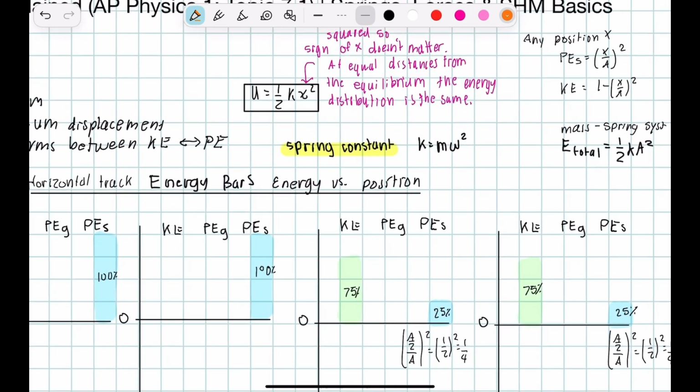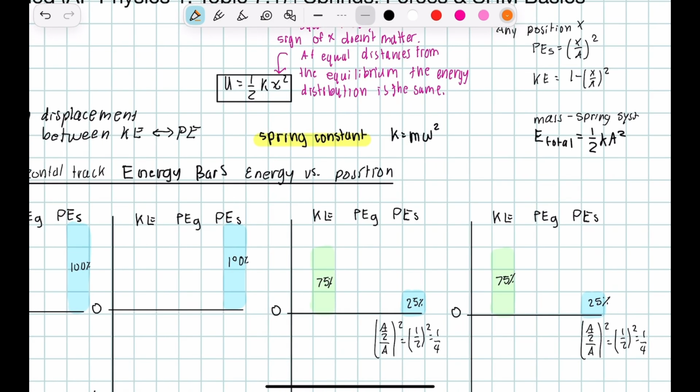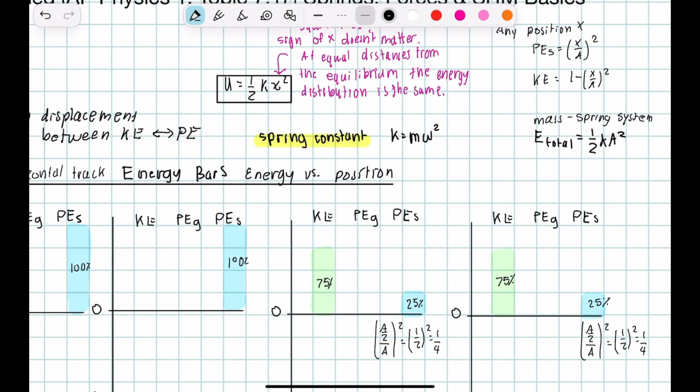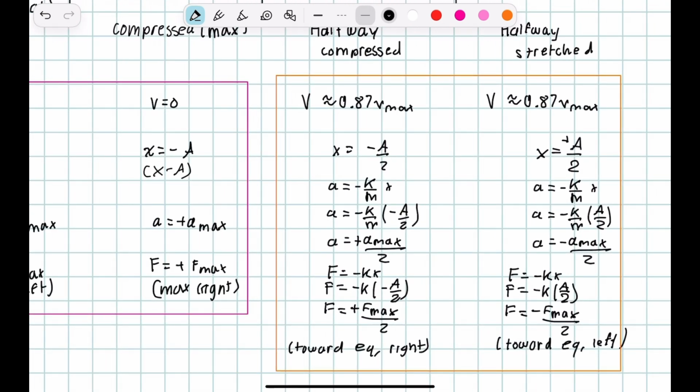Also, your spring constant will be k is equal to m times omega squared. And the total energy, again, is 1/2 k times the amplitude squared of the energy system. Here, let's focus on halfway compressed. The velocity is approximately 0.87 times v max.